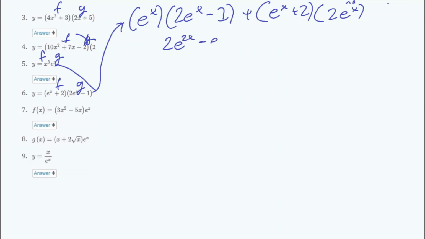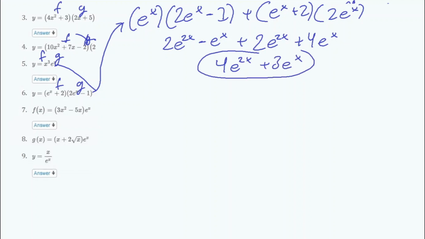And if we multiply that out, we're going to have 2e^(2x) minus e to the power of x plus 2e^(2x) plus 4e^x. So we could combine like terms here. We're going to have 4e to the power of 2x plus 3e to the power of x, and that is our derivative.